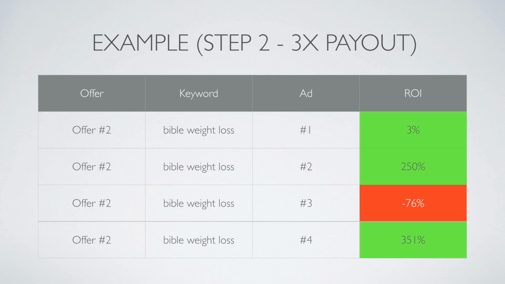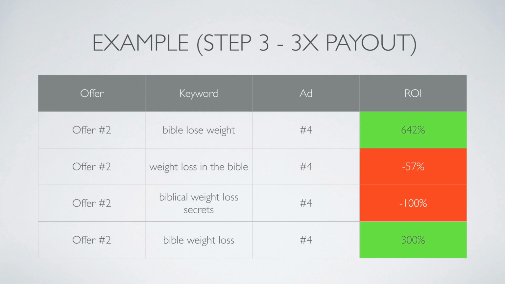Now, in ad number 3, we can see that we're 76% in the red, or we're basically upside down 76%. So that's definitely not going to work. And in ad number 4, we're 351% ROI. So that's really promising. So this is after running 3 times the payout at testing these different ads and running on the same offer that we found was the winner in our first test. So that's where step 3 comes into play, and this is really the final test, the end phase of optimization.